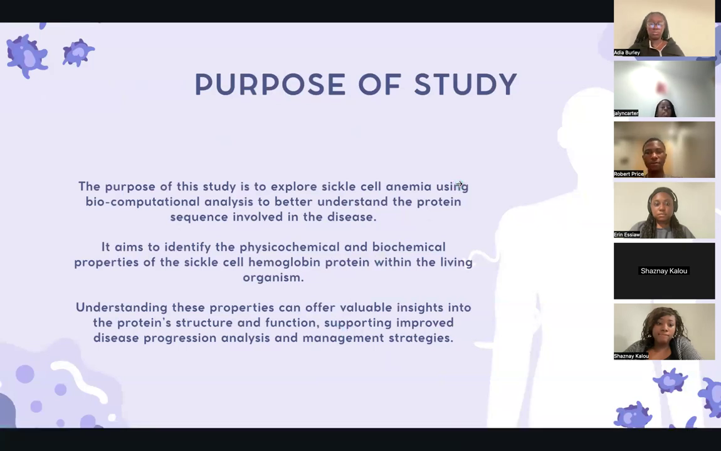The purpose of the study is to explore sickle cell anemia through biocomputational analysis in order to characterize its protein sequence and determine its physiochemical and biochemical properties within the living organism. Gaining a deeper understanding of these properties can provide valuable insight into the structure and function of the affected proteins, which may play a significant role in the progression and management of the disease.